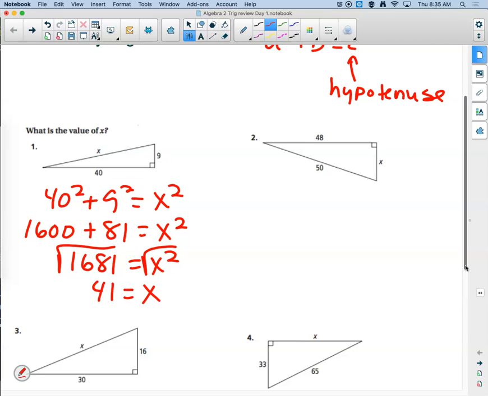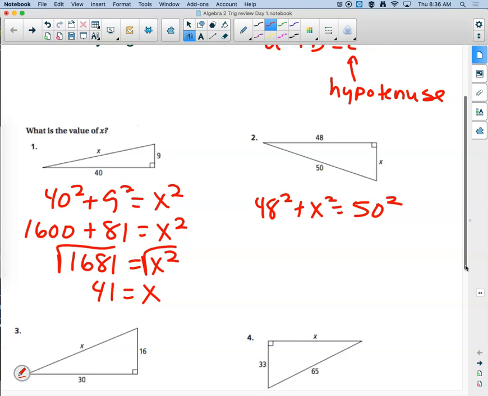So that's the most basic use of the Pythagorean theorem, where you are finding the hypotenuse. Now, for number 2, are we finding the hypotenuse? So we have to remember that we're looking for either A or B. It doesn't matter which one. I'll put 48 squared plus x squared equals 50 squared. That hypotenuse has to go over there for c squared.